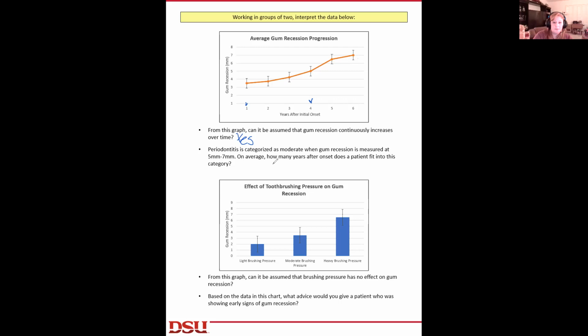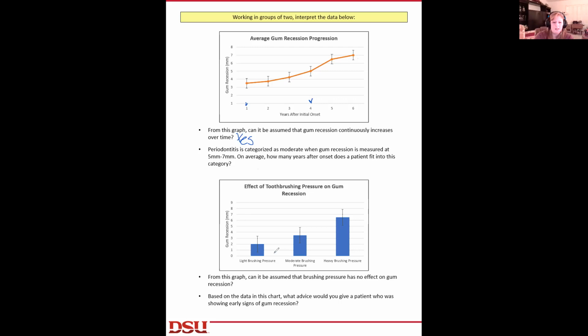Periodontitis is categorized as moderate when gum recession is measured at 5 millimeters to 7 millimeters. So that's the moderate range. On average, how many years after onset does a patient fit into this category?